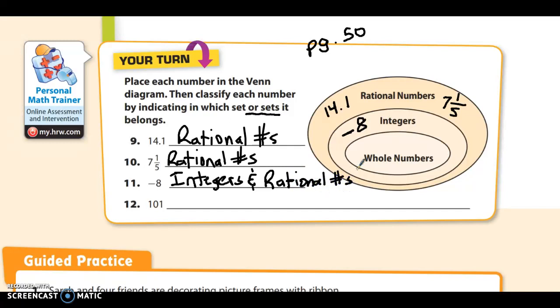Last, 101 is a whole number. Since it is a whole number, it is also an integer, and since it's an integer, it is also a rational number. So really we should write all three sets. We should write whole numbers, integers, and rational numbers. If you wrote all three sets, that would be fine. All right, very good. Let us move on.